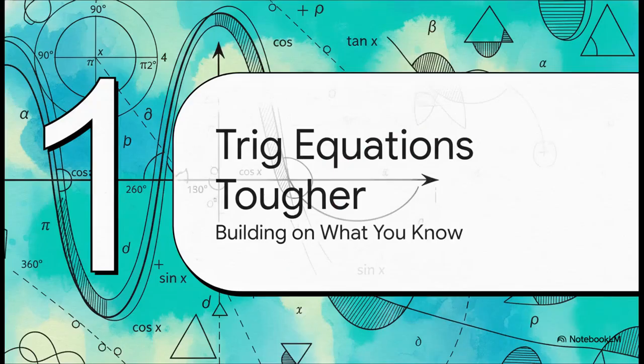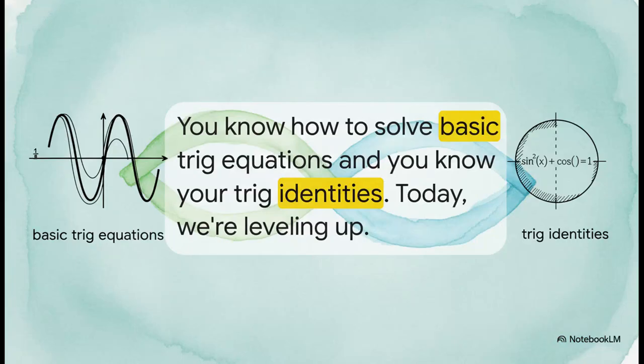So how do we level up to tackle these tougher equations? Well, the secret is that you don't actually need a bunch of brand new math skills. It's all about cleverly combining the fundamentals that you already have down. Just think about it for a second. You're already a pro at solving stuff like sine of x equals 1/2, and you've got your Pythagorean and double angle identities in your back pocket. All we're going to do now is weave those two skill sets together to break down these tougher-looking problems. It's really just the next logical step up.